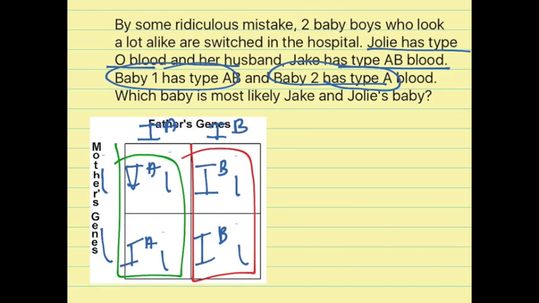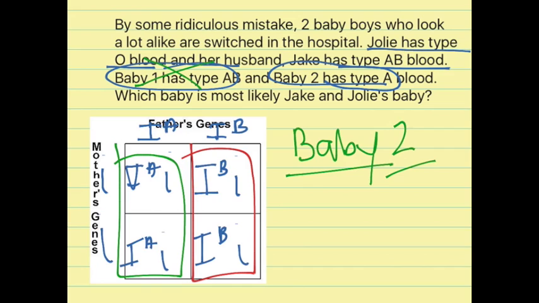So baby 1 has type AB blood, so baby 1 cannot belong to Jake and Jolie. Baby 2 belongs to Jake and Jolie. They could not have a baby with type AB blood. And that is it for incomplete dominance and codominance.